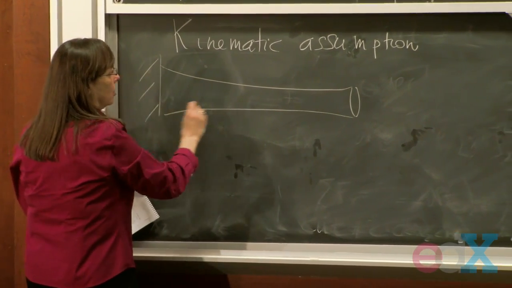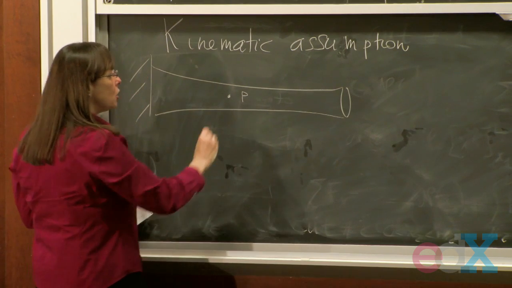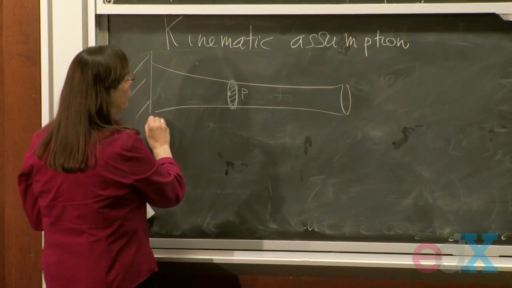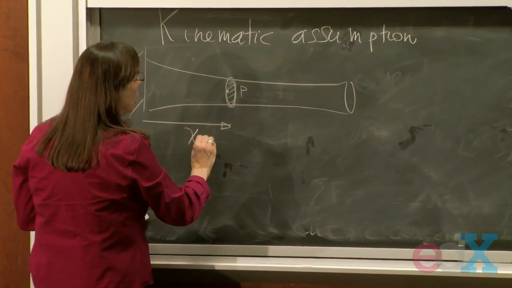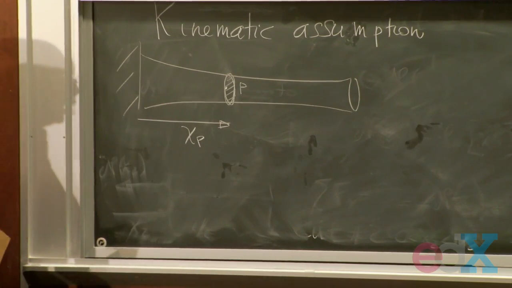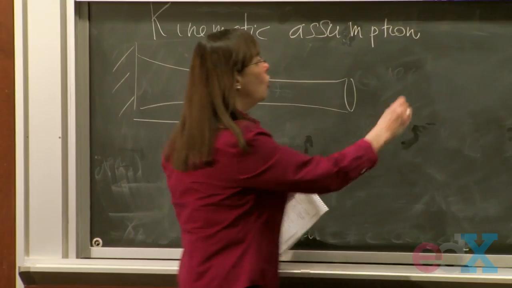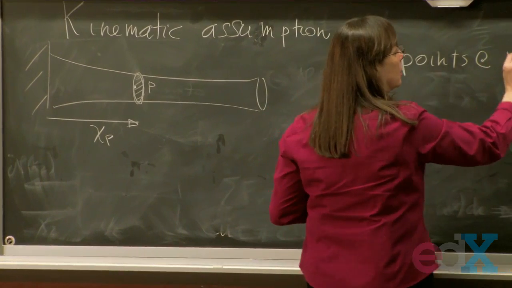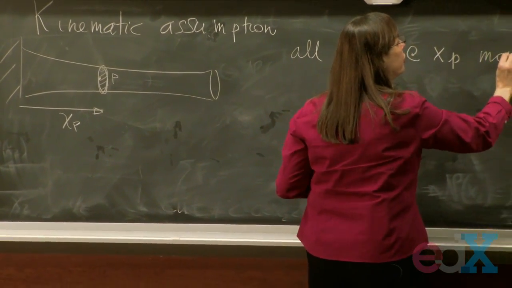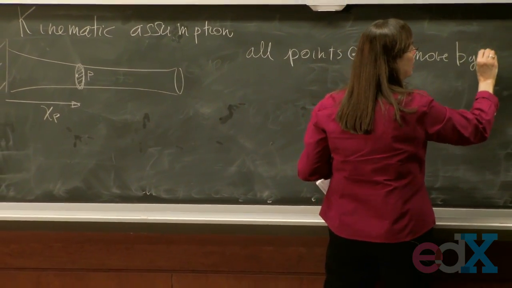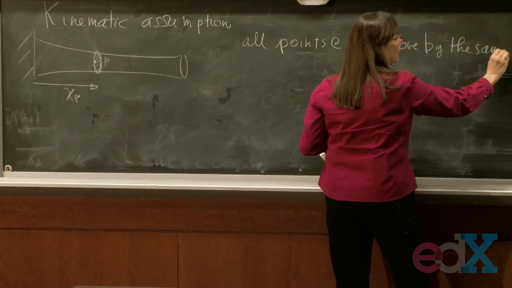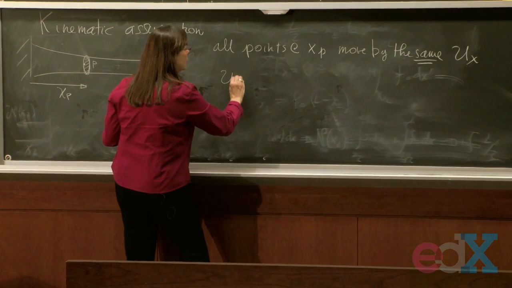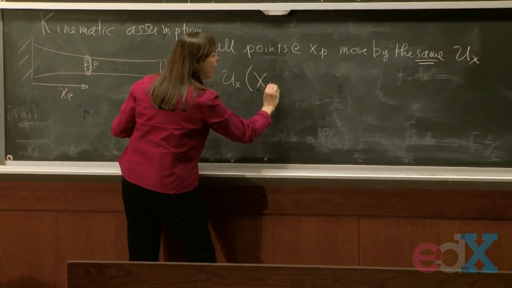look at point P, it is going to be sitting on a section of the bar. So I look at all the points on the section of point P, and all these points are at coordinate xp. The kinematic assumption is that all points at xp move by the same ux. So the ux is a ux of xp.